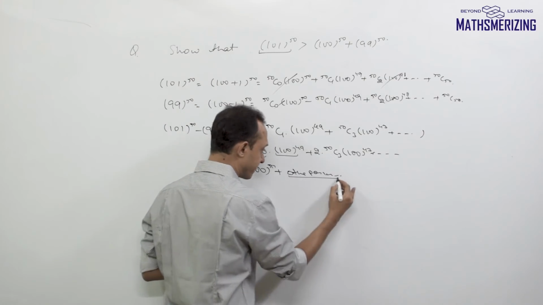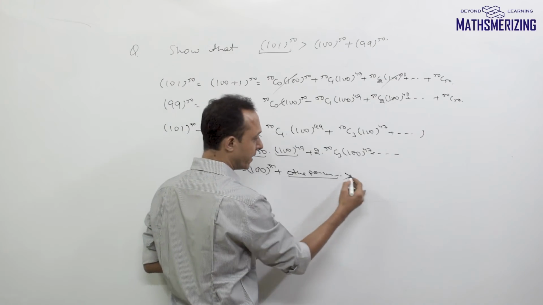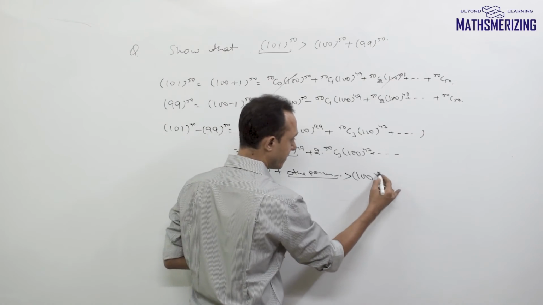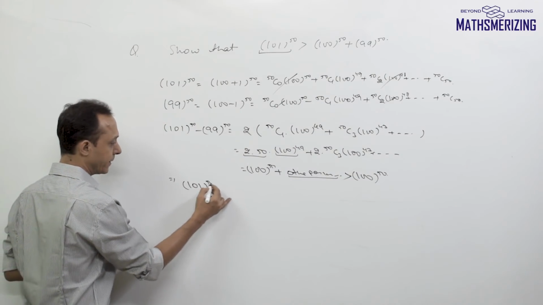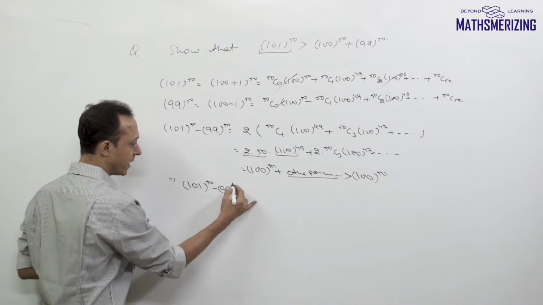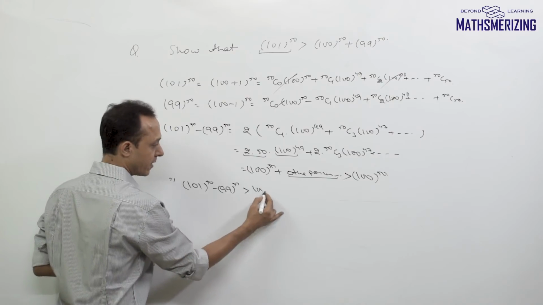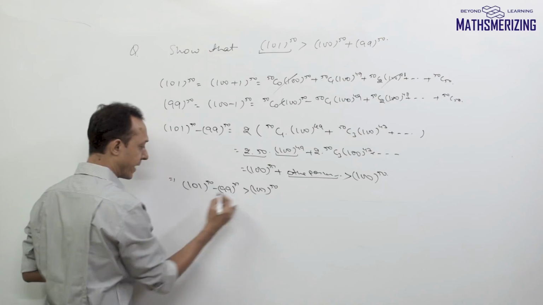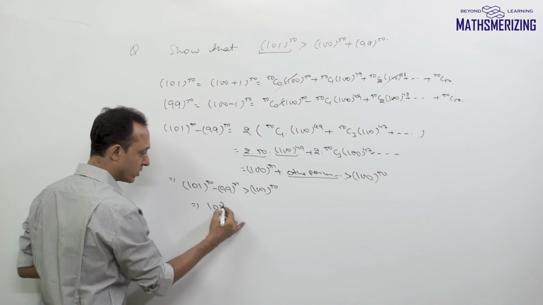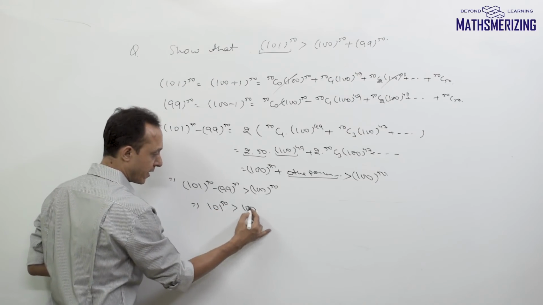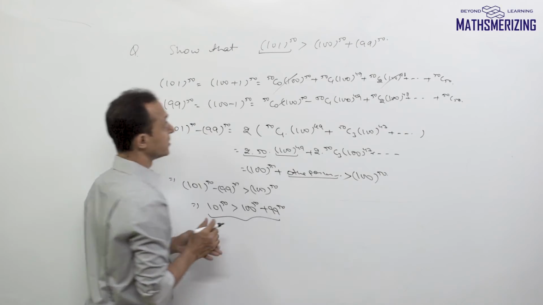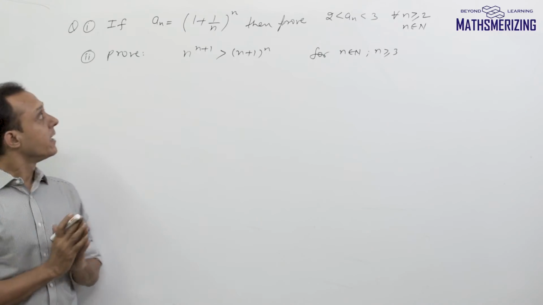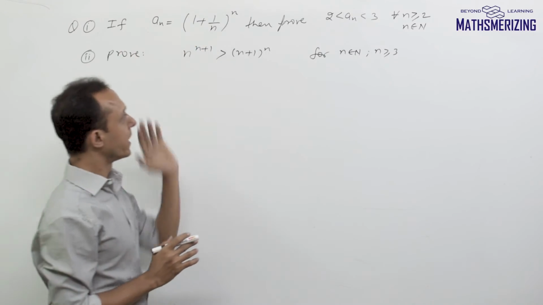Now these other positive terms plus 100 to the power 50 should be greater than 100 to the power 50. So from here I can say 101 to the power 50 minus 99 to the power 50 is greater than 100 to the power 50. If I take it to the right hand side, I can simply say 101 to the power 50 is greater than 100 to the power 50 plus 99 to the power 50. So that's your answer.